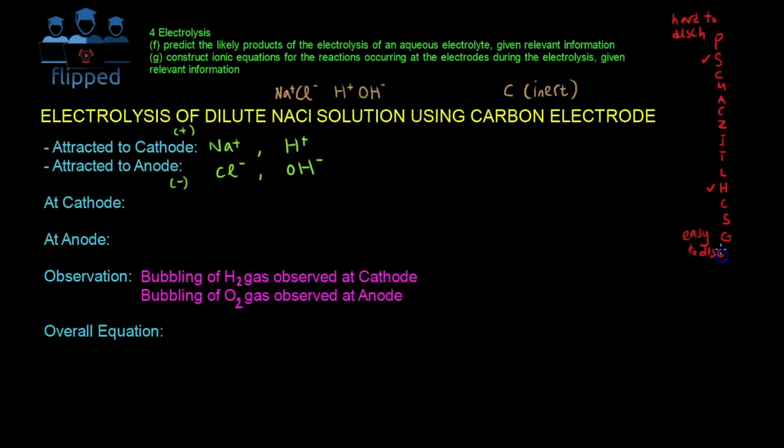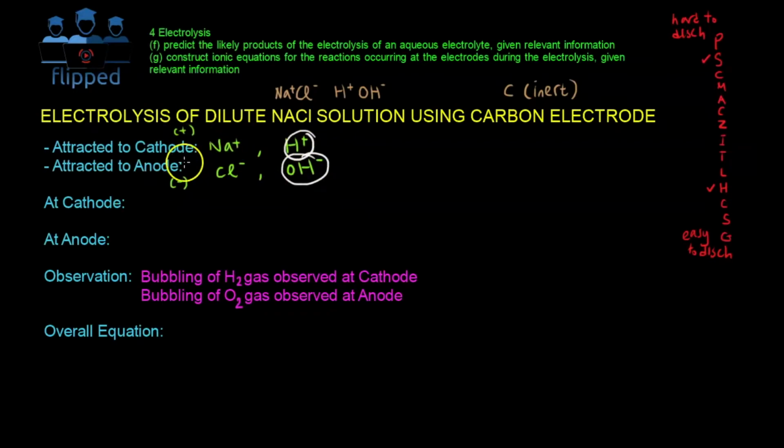So, can you guess which one we will be using? We'll obviously be using hydrogen, because it's easier to discharge than sodium, which is all the way up here. So for the cation, we'll be choosing H+. What about anode? Anodes attract anions. We determined that to choose the correct anion, we have to see whether it's concentrated or not. In this case, it's dilute, so we just choose the default, which is OH-. So far we have chosen H+ and OH-.